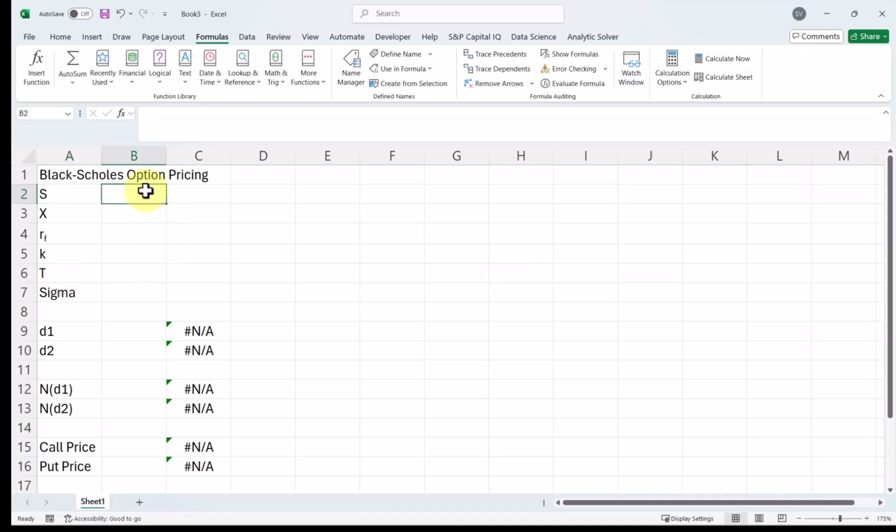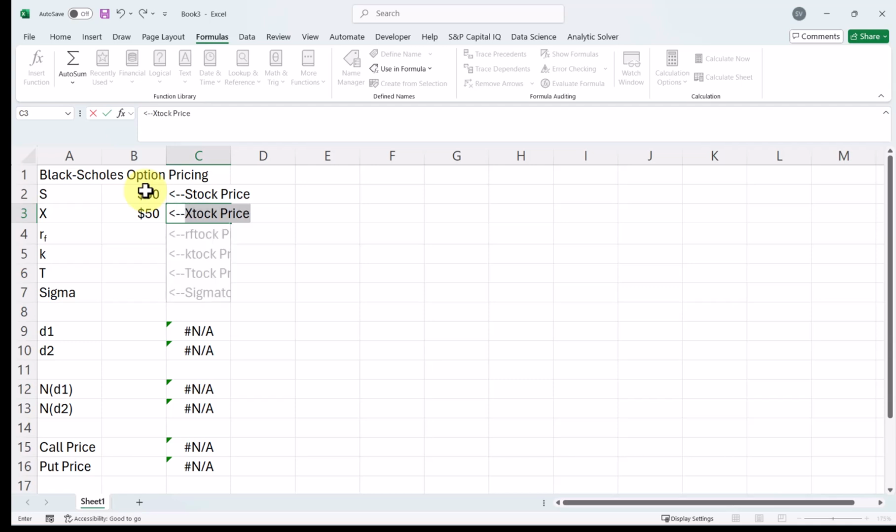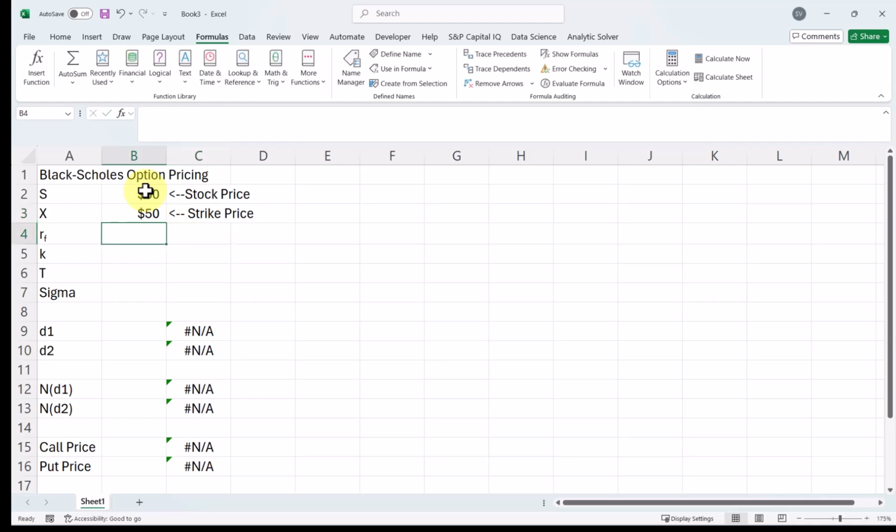So what I'm going to do in here is start off with an at-the-money call and put option. So that means our stock price is equal to our strike price. So we're just going to start off with putting in $50 for our stock price, $50 for our strike price, and then I'll put out here, this is our stock price, this is our strike price, and I'm also going to name my cells. So I'm going to go here to B2 and put in stock, and then in B3 I'm going to put in strike.